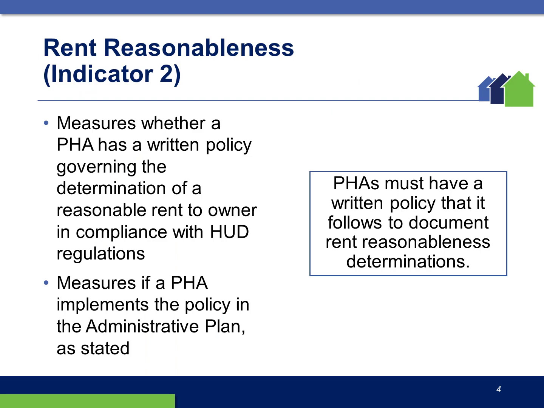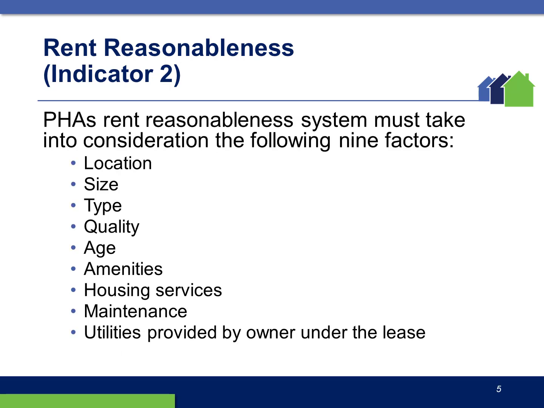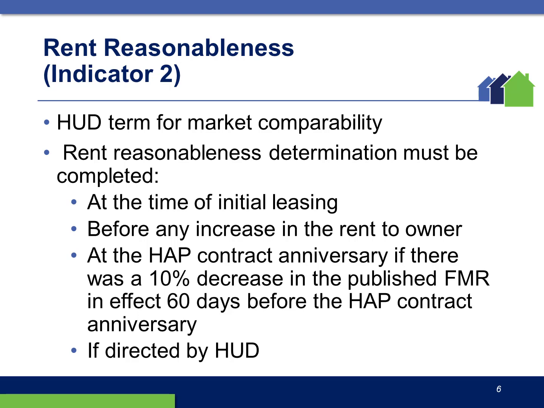SEMAP Indicator 2 measures whether a PHA has a written policy governing the determination of a reasonable rent to owner in compliance with HUD regulations, and if the PHA has implemented the policy as stated in the administrative plan. When determining rent reasonableness, the location, unit size, housing type, unit quality and age, amenities, housing service, maintenance, and utilities provided by the owner all must be taken into consideration. HUD's rent reasonableness standard is designed to ensure that rents being paid are reasonable in relation to rents being charged for comparable unassisted units in the same market.